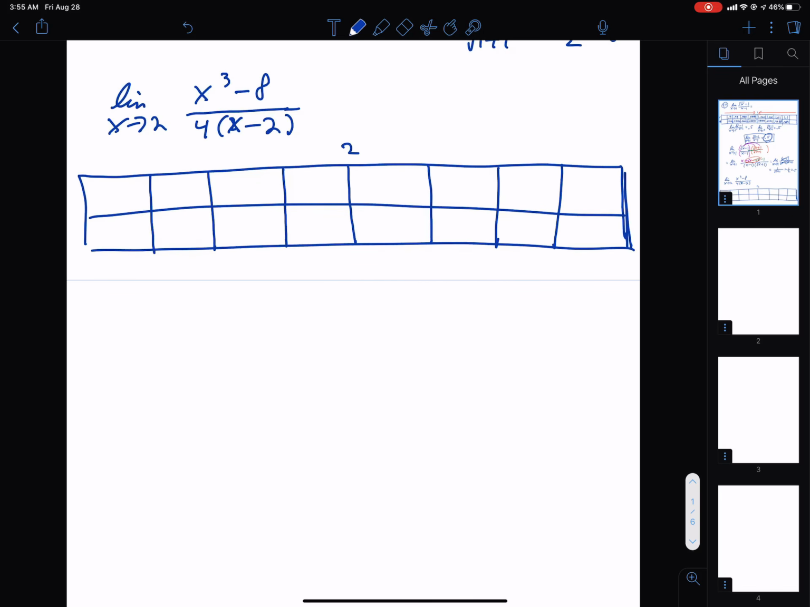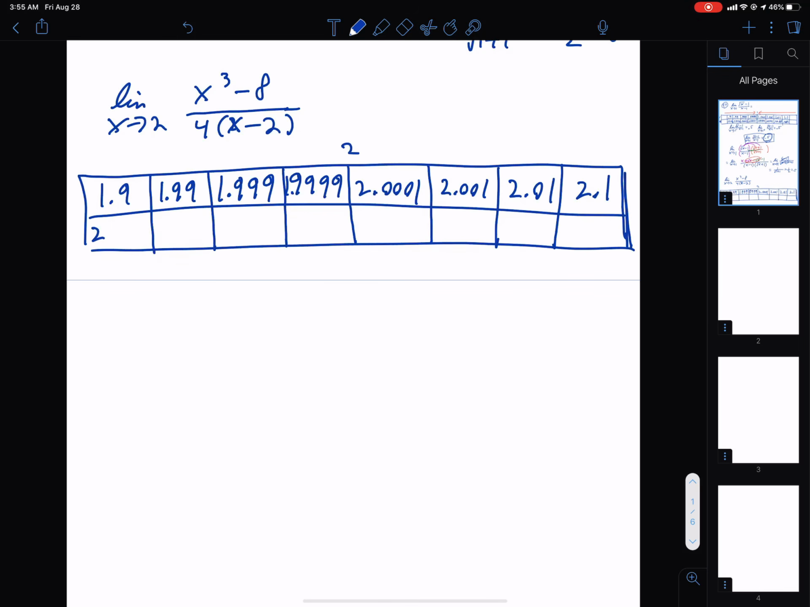Okay, so the logical thing is 1.9, 1.99, 1.999, and 1.9999. And then 2.1, 2.01, 2.001, 2.0001. Now, let's plug in.